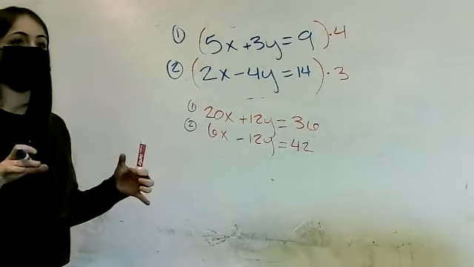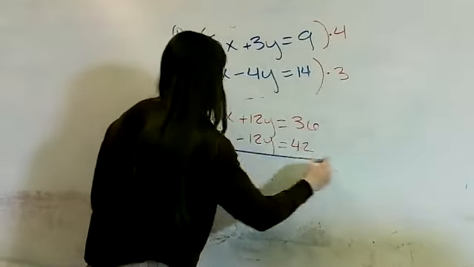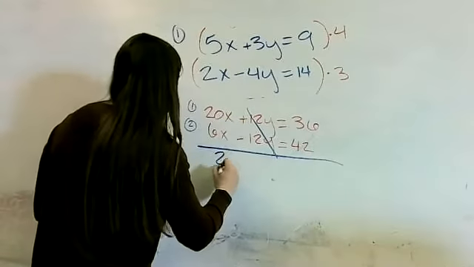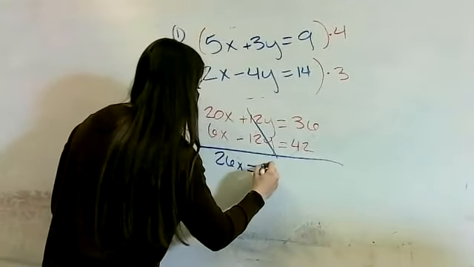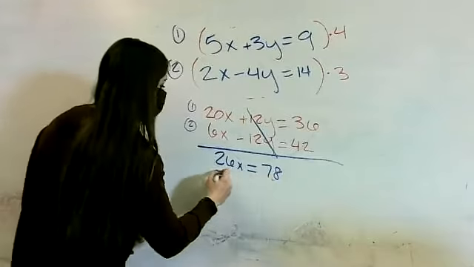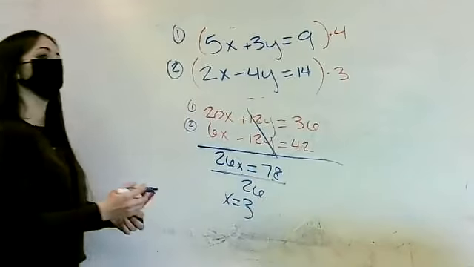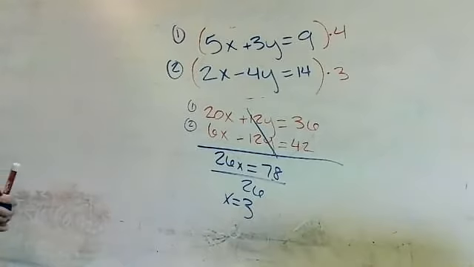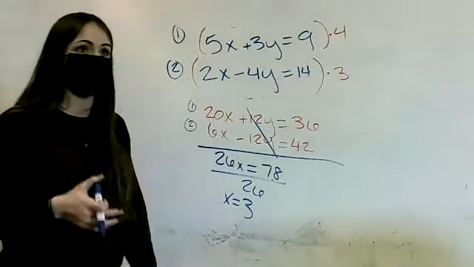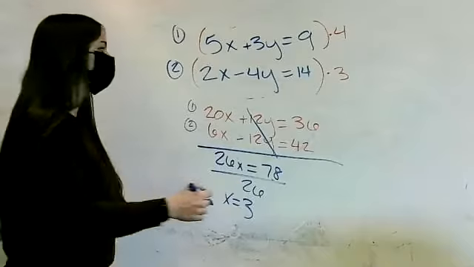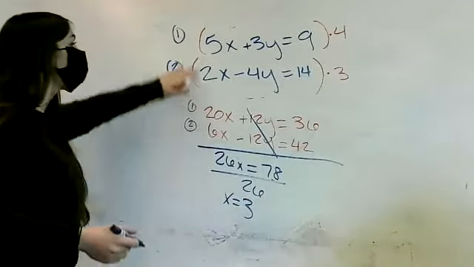I'm now at the point that I can cancel. So I will say, yay, 26x equals 78. Divided by 26, x equals 3. Okay, so don't be afraid of large numbers when you're dealing with this. When you're multiplying a 14 by 3, you're going to get to some larger numbers.